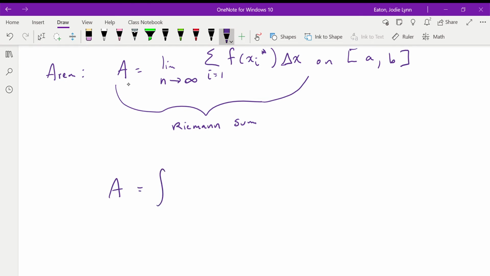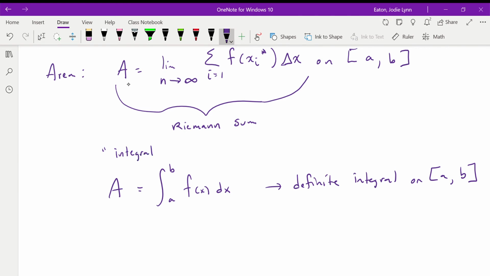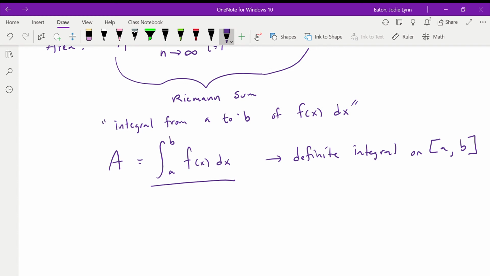This is called the integral notation. So this is the integral from a to b of f of x dx. Okay, and we would say this is a definite integral on the closed interval a, b. So we would say this is the integral from a to b of f of x dx, and I'll write that here. Okay, and that's just how you would say this little symbolic portion right here.